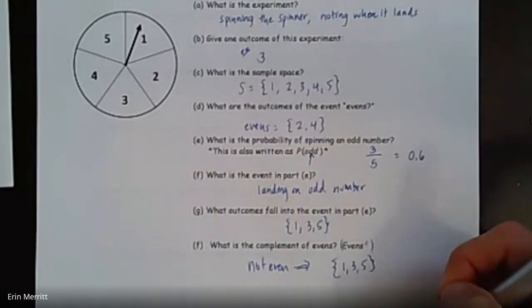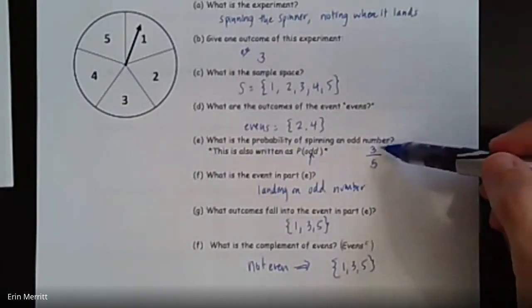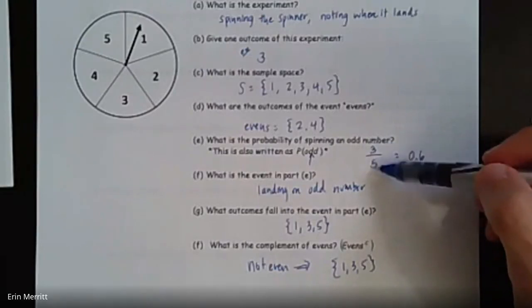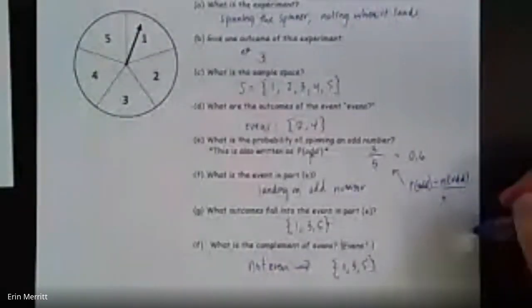Something that we naturally did, but didn't fully show, was when we got the probability of spinning an odd number, that 3 out of 5. What was really going on there was the probability that it was odd is given as the number of odd values out of the total number in the sample space. There were 3 odd numbers, 5 numbers in the sample space. There you go.